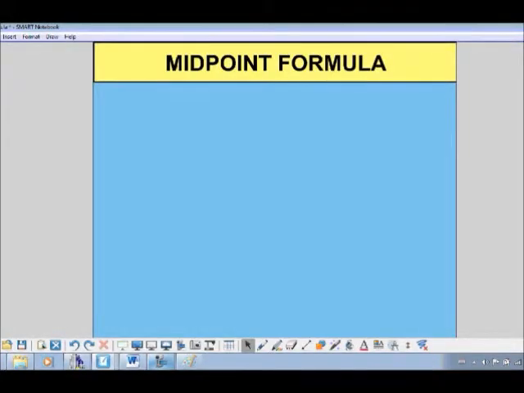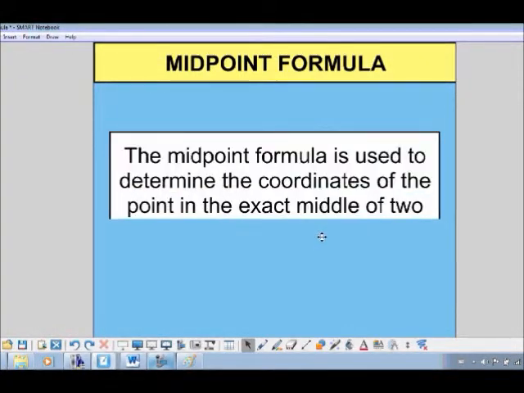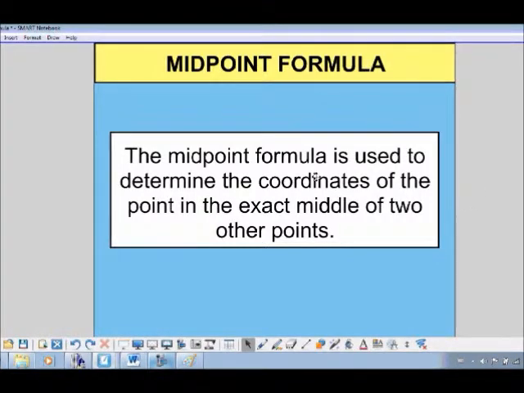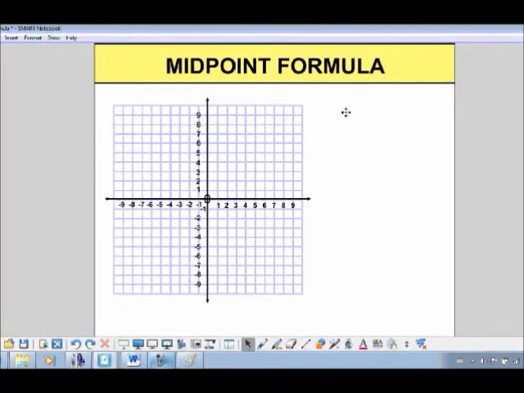Alright, in this video we're going to look at using the midpoint formula. And the midpoint formula is used to determine the coordinates of the point in the exact middle of two other points. That makes sense? And let's look at an example.